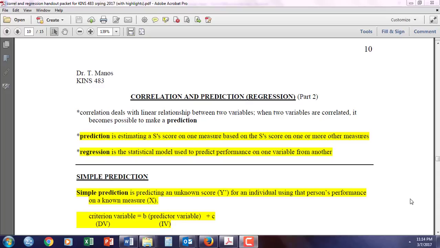Okay, this last video segment is to take us through prediction, and we'll talk about simple prediction, we'll talk about multiple prediction, and we'll talk a lot about what's called the standard error of the estimate. I think the material in this part of the packet is critically important.